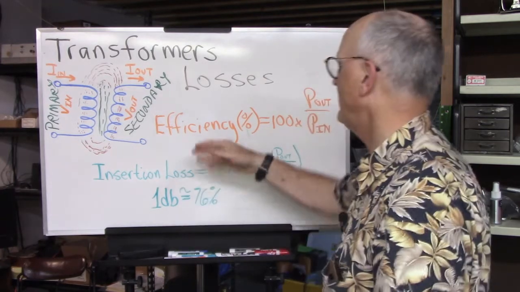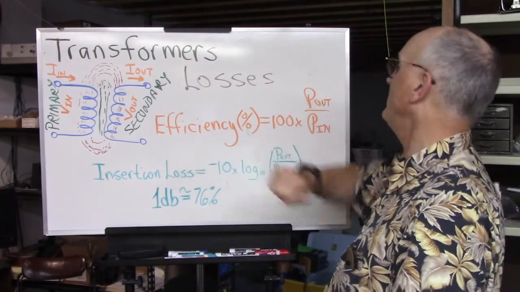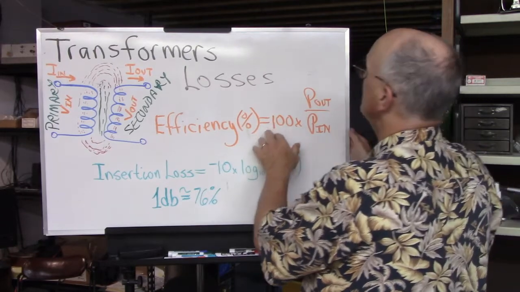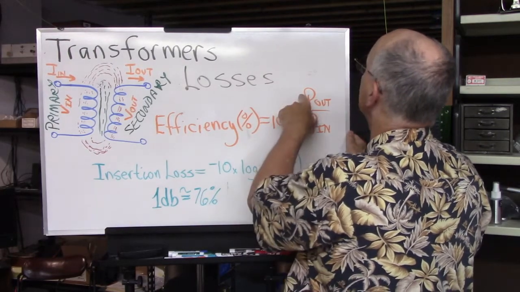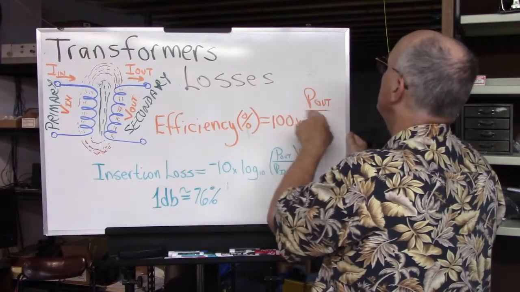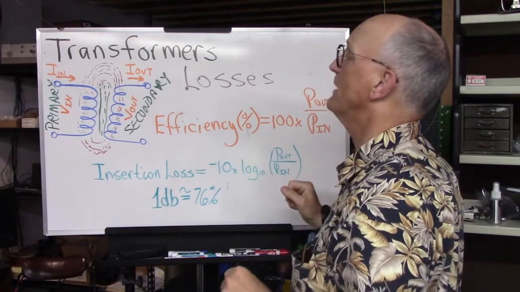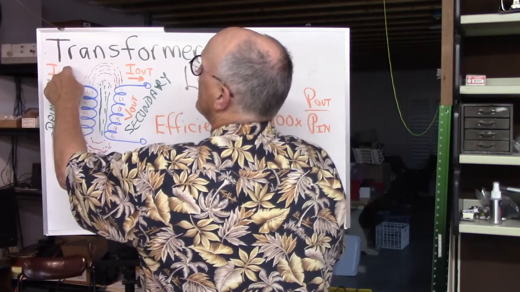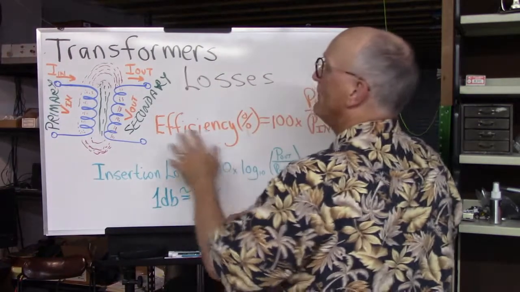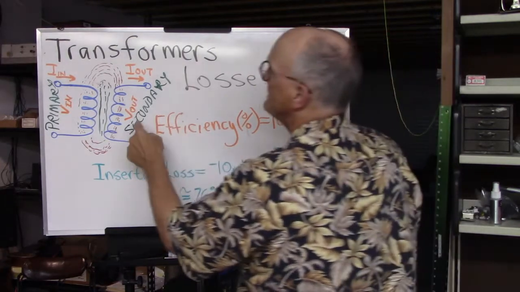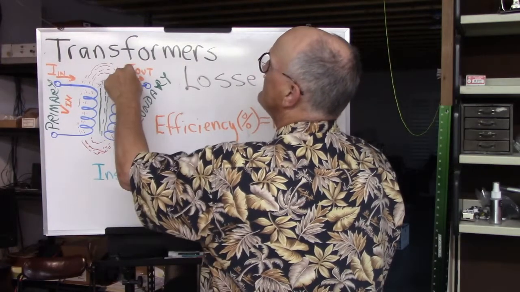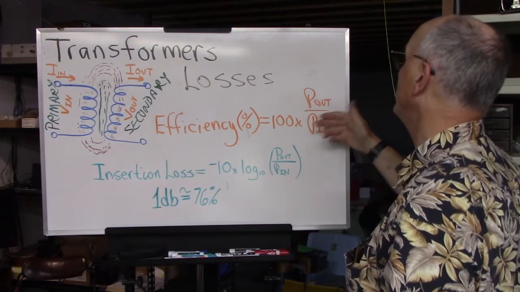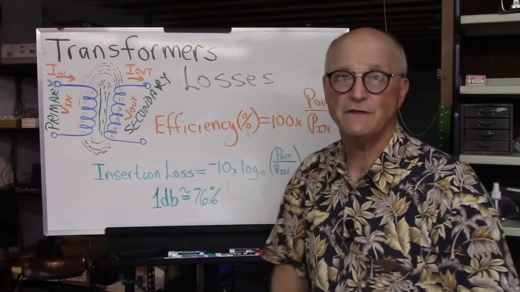Now in the data sheets you might find a transformer being given an efficiency number in percent, which is equal to 100 times the power out from the transformer divided by the power into the transformer. Now power in is the voltage times the current on the input, and the power on the output is the voltage on the output times the current on the output. So you got power out divided by power in times 100 gives you the efficiency.